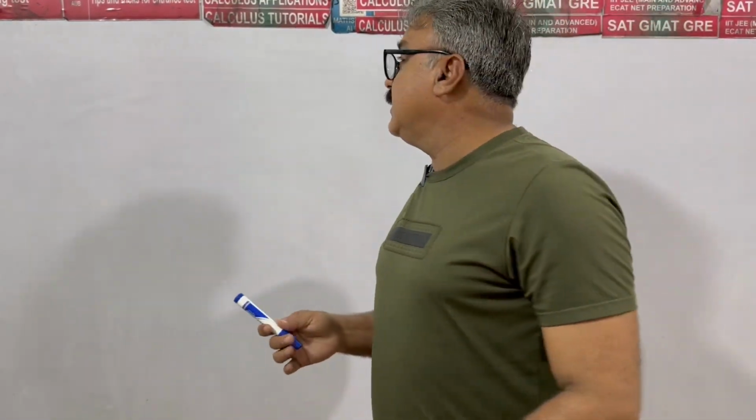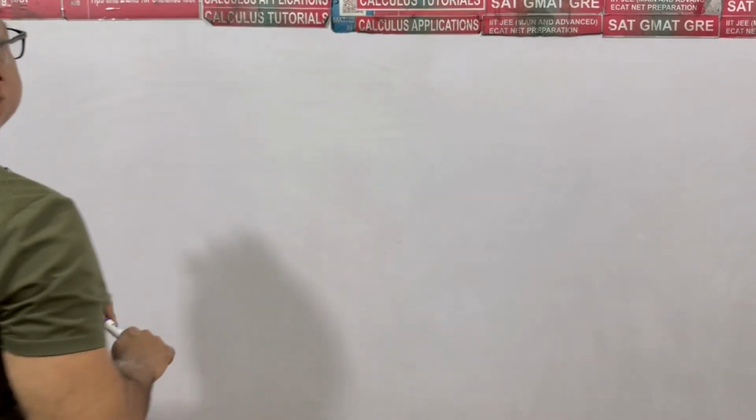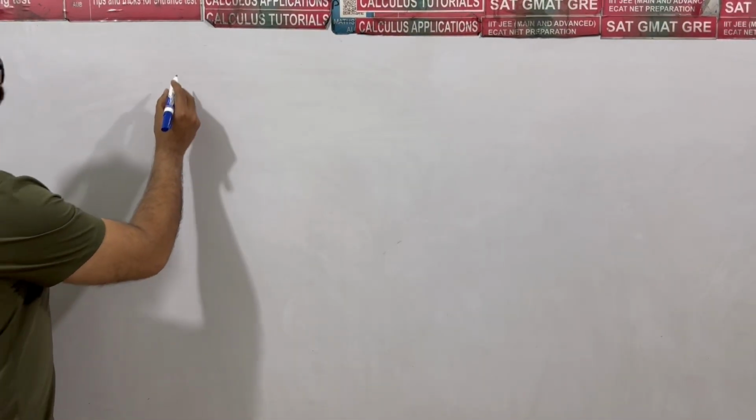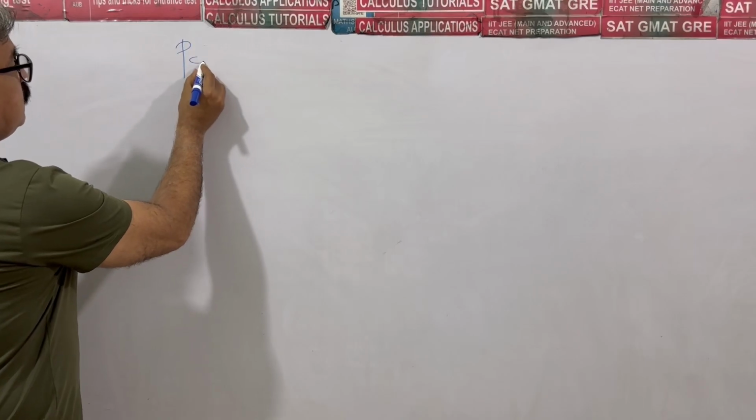Today we are about to discuss various forms of a straight line in two dimensions, in two variables x and y. Let's find out what they are and how to utilize these equations. Simple one, point slope form.